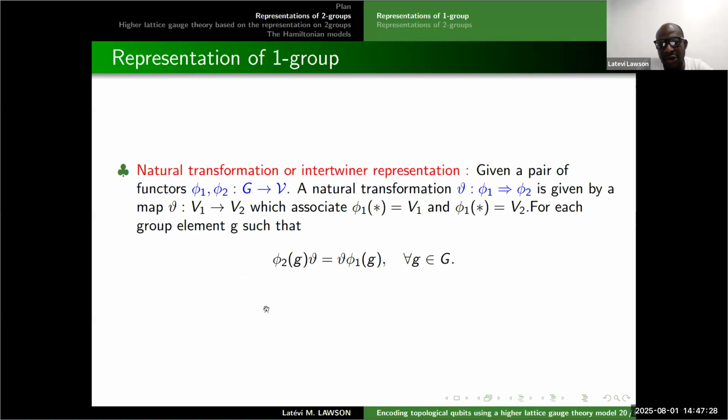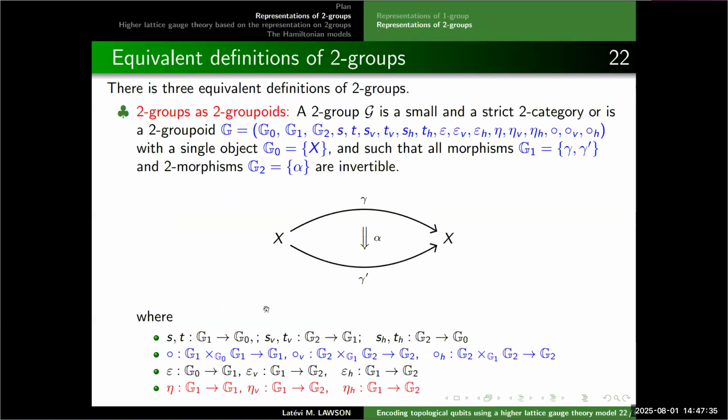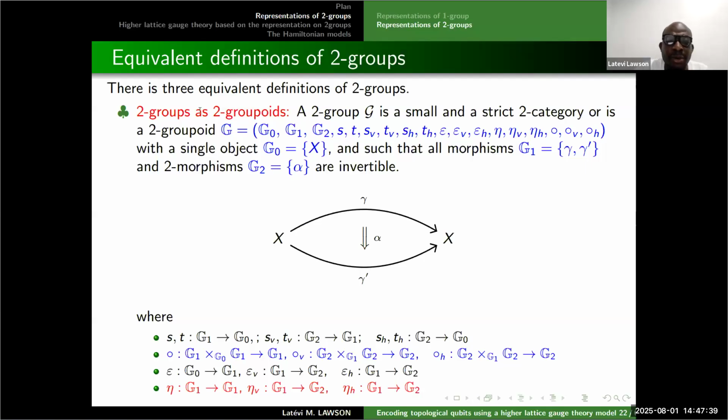What is now the different representation of two group? I mean, I could not realize actually. Yeah, your question is welcome. Two group in fact is a generalization of a one group, where it can be defined in three equivalent ways. A group itself can look like a category, a one category. Two group is a higher category, and the higher category is described by the small two category.